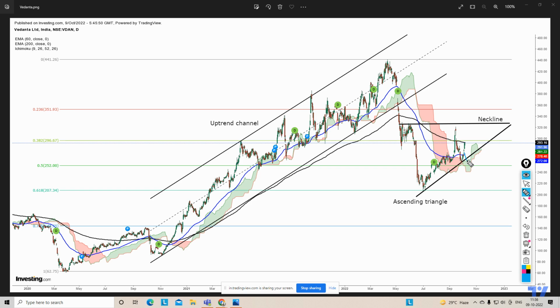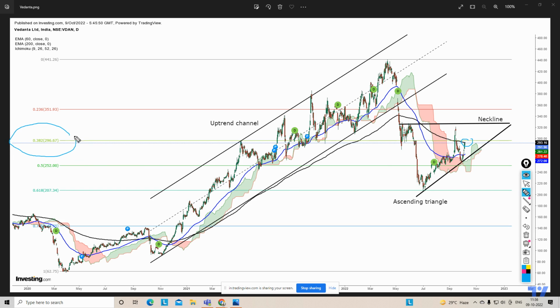So if it cracks down the ascending triangle, if it cracks down further the 50% of Fibonacci over here, and it breaks down the cloud also, right? Then there would be severe cuts, and the first support would be the 61.8% golden ratio. That is one. Second, what if it breaks out above the 200 exponential moving average?